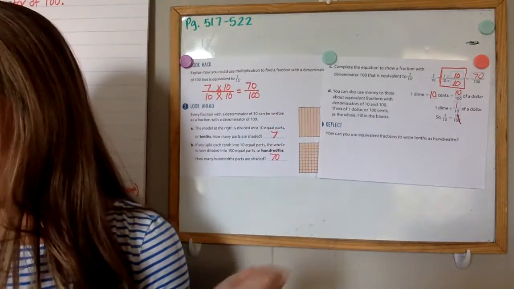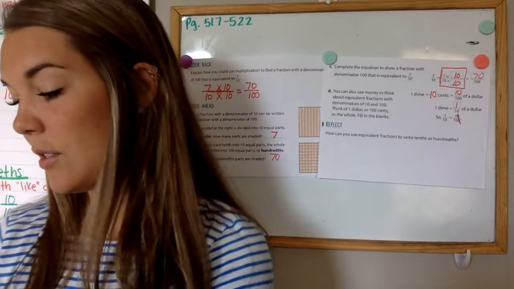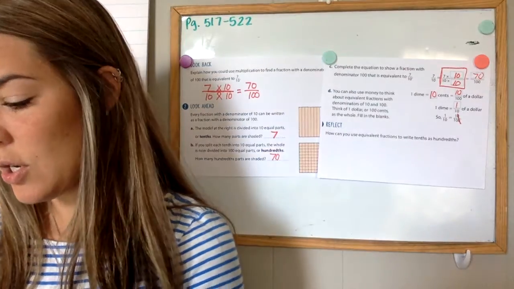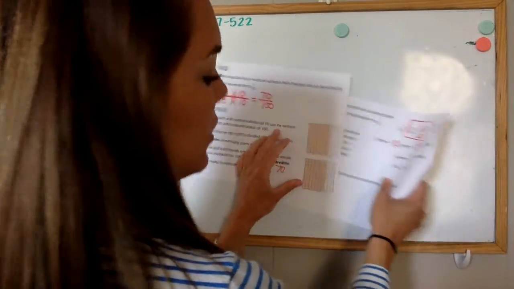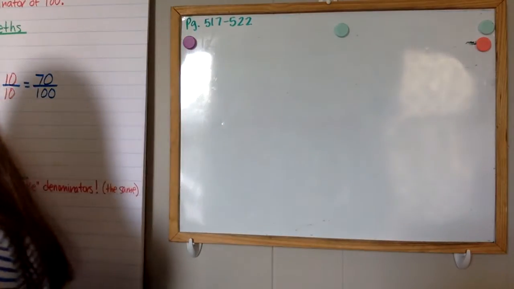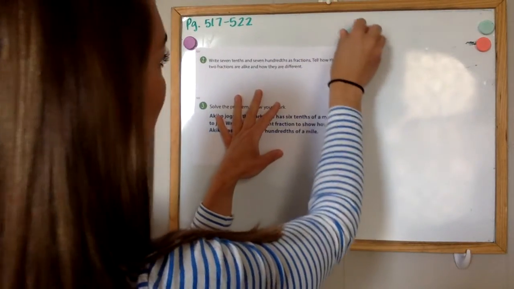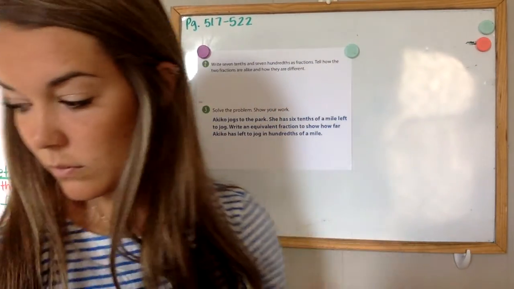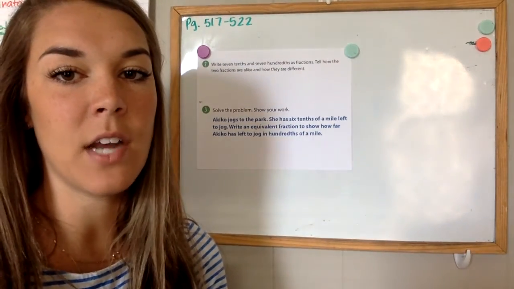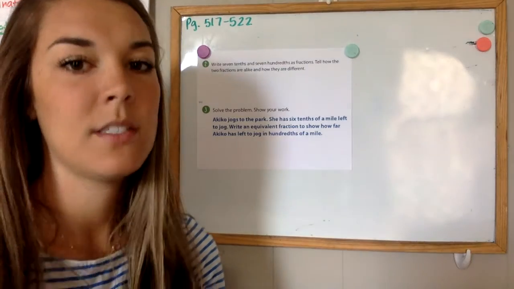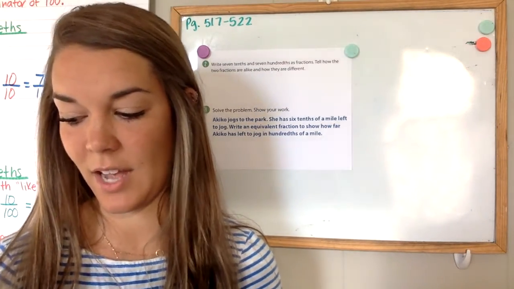So for this reflect part, we kind of just talked about it. So I'm going to just skip over it, okay? So let's take a look on page 521. I'm going to skip that first grid, and we're going to jump down to problem number 2 on the bottom. We're going to have 2 more problems here today. Okay. So it says, write 7/10 and 7/100 as fractions. Tell me how the 2 fractions are alike and how they're different, okay?